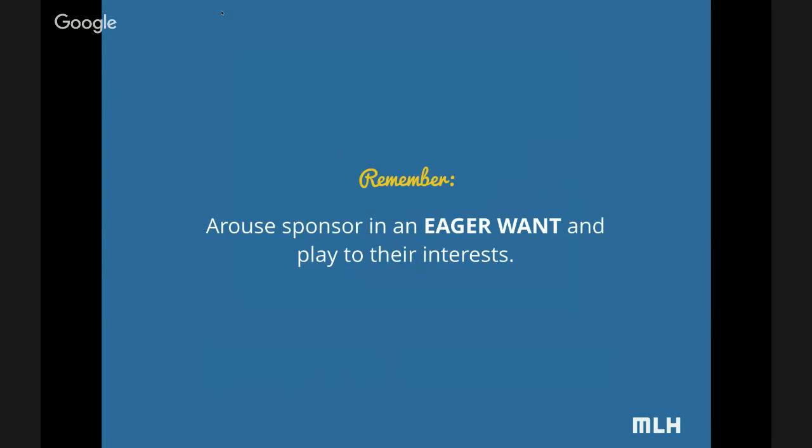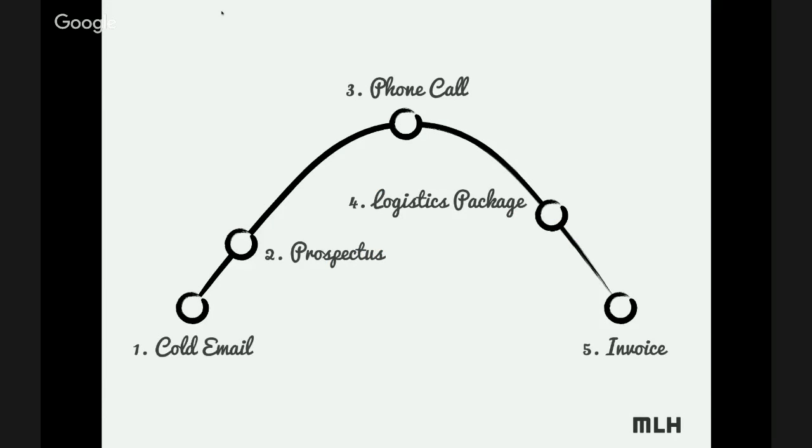Also, this is a huge thing to really keep in mind when starting the sponsorship process: arouse in the sponsor an eager want and play with their interests. The only way to get someone to want to do something or buy a product is to get them to actually want to do that. We covered the typical story arc of the sponsorship process, from cold email to prospectus to the phone call as a climax, the logistics package or contract, and then invoice.